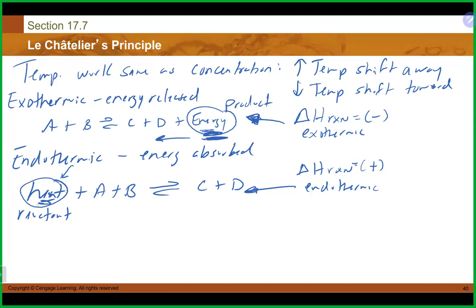If you have an endothermic reaction and you increase the temperature, that's like adding more reactants, so it will shift to the right, away from it. And if you have an endothermic reaction and you lower the temperature, put everybody on ice, that's like removing a reactant and it will go towards the reactant side. So temperature works exactly like concentration. Add, away; remove, it goes towards it. The key there is just to determine exothermic or endothermic to know which way it's going to go.